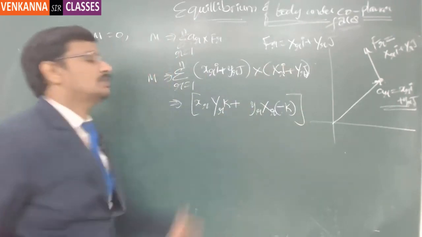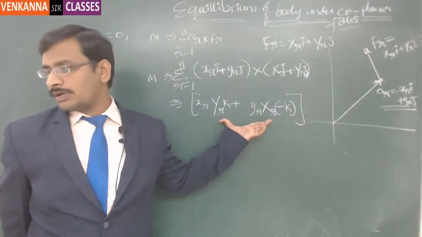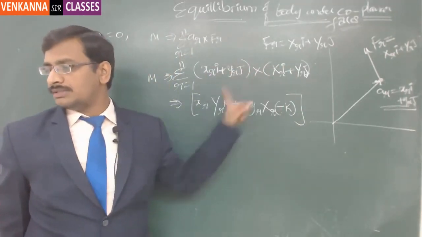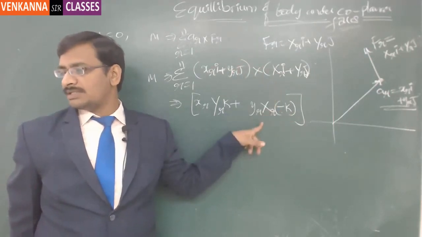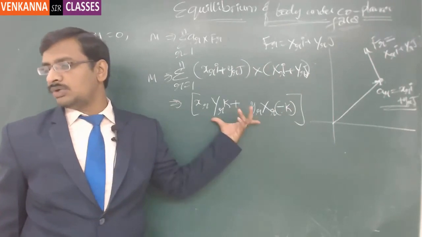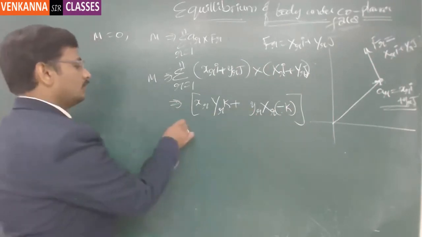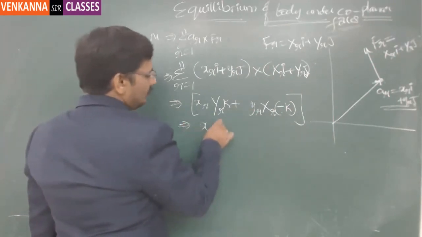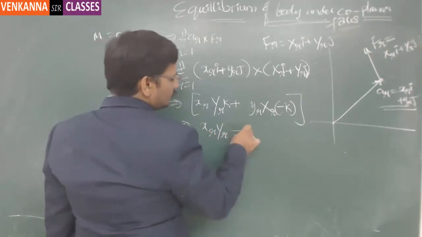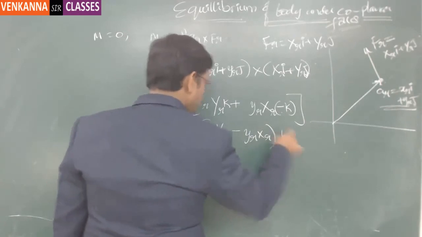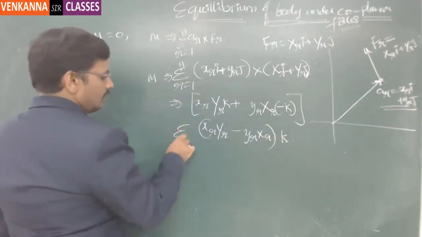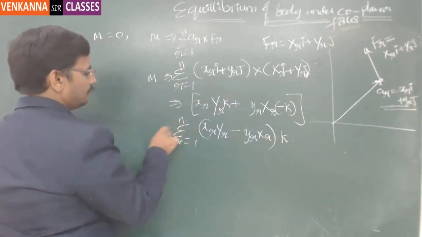So this is the resultant cross product. i cross i is 0, i cross j is k, j cross i is minus k and j cross j is 0. So only two terms will be there. Now here x_r into capital Y_r minus y_r into capital X_r, into k. So this is the sum for r equal to 1 to n. This is M.